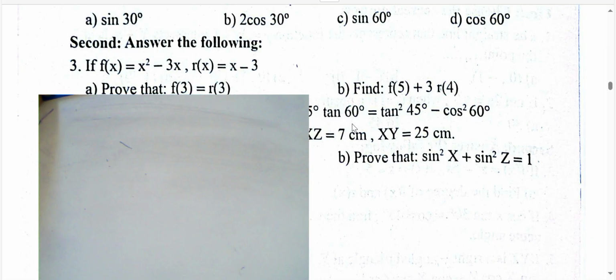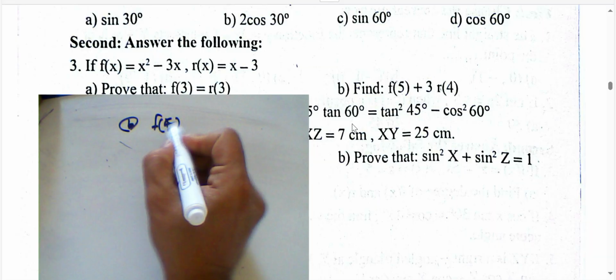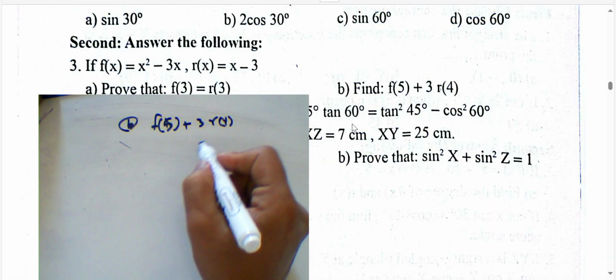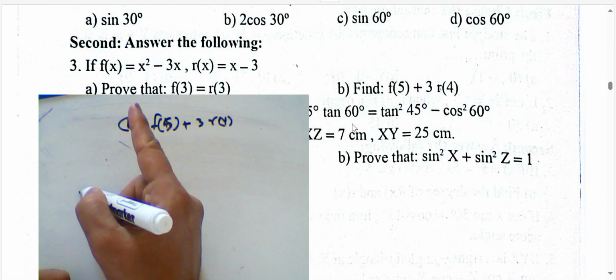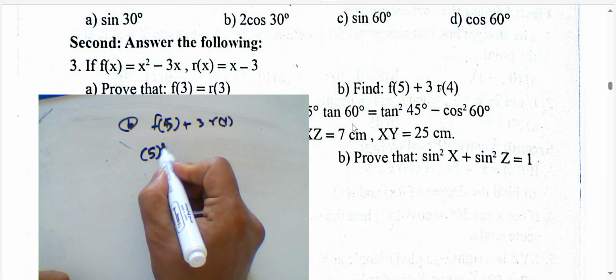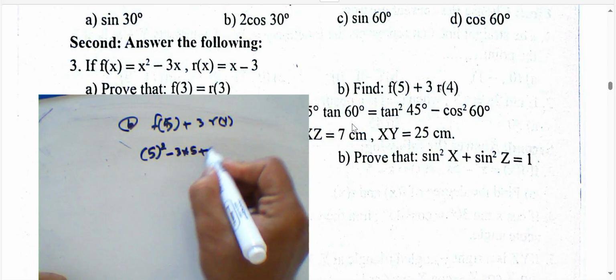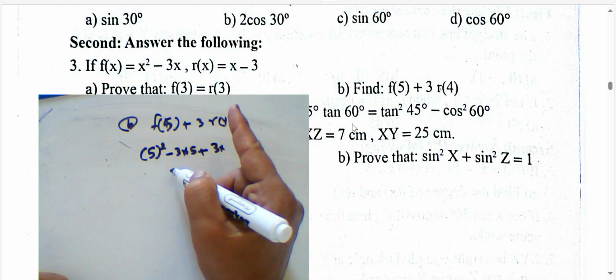And letter B, we want to find f of 5 plus 3 product by r of 4. Put x equal 5 in this function. f of 5 is 5 power 2 subtract by 3 product by 5, plus 3 product by r of 4. Put r of 4 in this function.